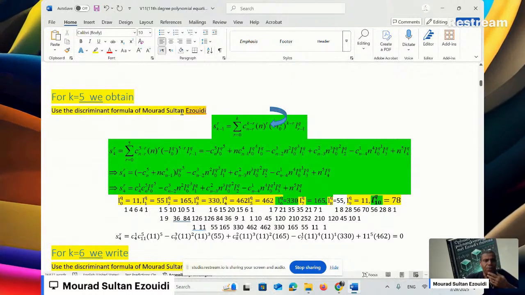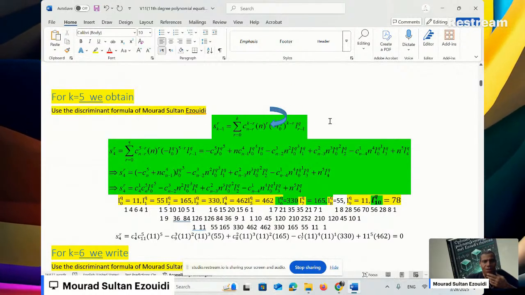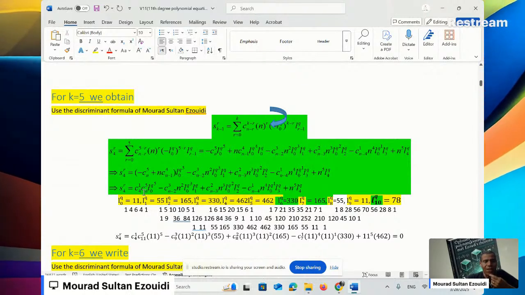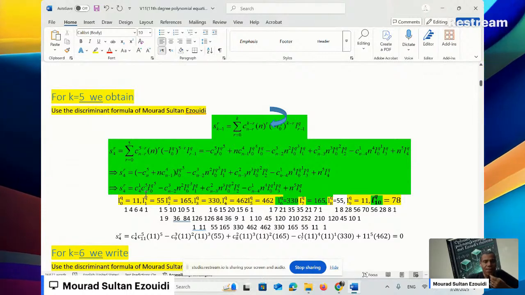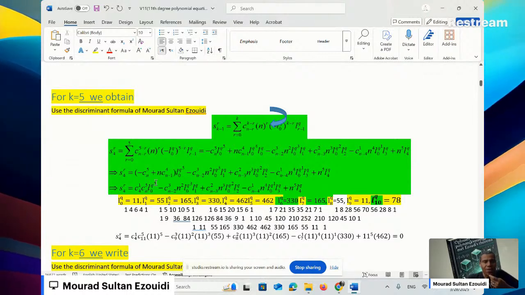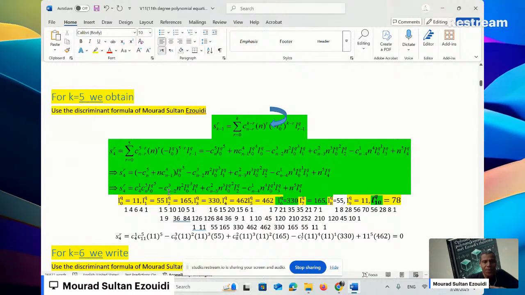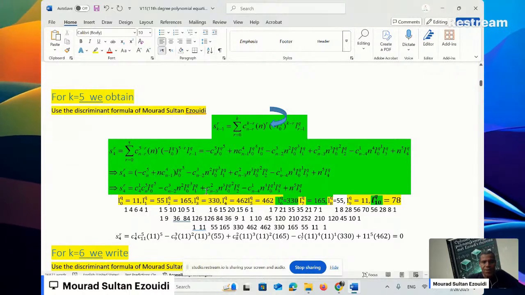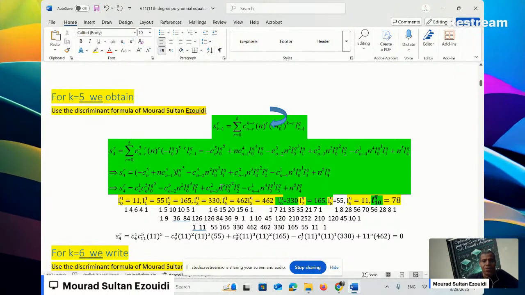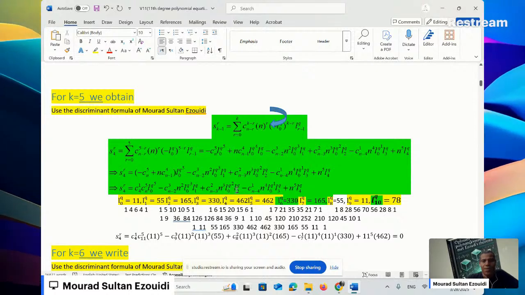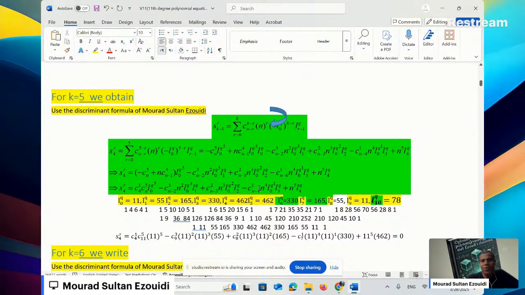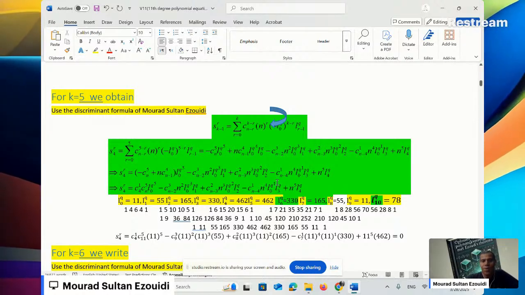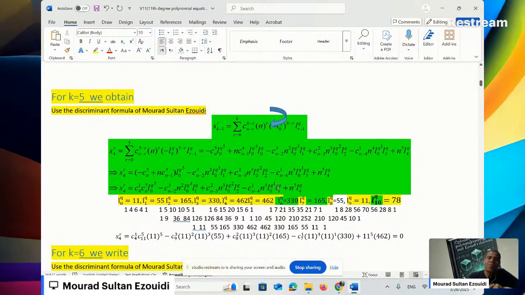Of course, we are going to put k equal 5 in this formula of Mourad Sultan Ezouidi, and you will reach S4 for the Q equal combination 4 choose 1 times combination n choose 5 times n0 for the 2 raised to the power 5 minus combination n minus 2 choose 3 n squared times n0 for q cubed times n1 plus combination n minus 3 choose 2 n cubed times n0 for the 2 squared times n2 minus combination n minus 4 choose 1 times n raised to the power 4 times n0 for 2 raised to the power 1 times n3 plus n raised to the power 5 times n4.